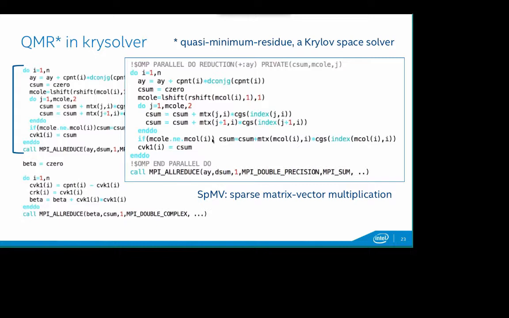The only thing you will notice is about the private clause. I declare some variables to be private so that each thread has its own data. Why? Because CSUM is set to zero, accumulated, and assigned to a new vector, so CSUM is private data. And of course the column index, the J internal loop index, is per thread. That shouldn't be shared. So that's the gotcha, but something really basic.